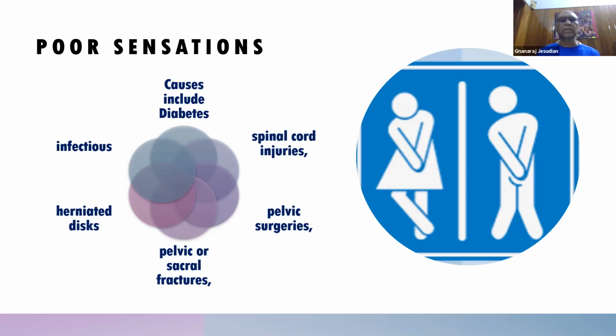For example, if the patient has diabetes, it diminishes the sensations. So the patient can have a large volume of urine in the bladder without knowing it. Sometimes pelvic surgeries, spinal cord injuries, or any fractures, herniated discs, and even infections can cause alteration in these sensations. And these could be found during the study.